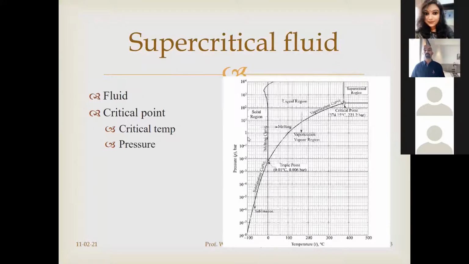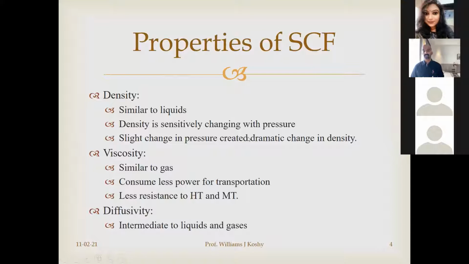So now we are gradually starting with what we mean by a supercritical fluid. What are the properties because of which supercritical solvents, or here SCF, supercritical fluids, have much better properties as compared to the normal liquid solvents that we're using? Okay, the first thing is density.